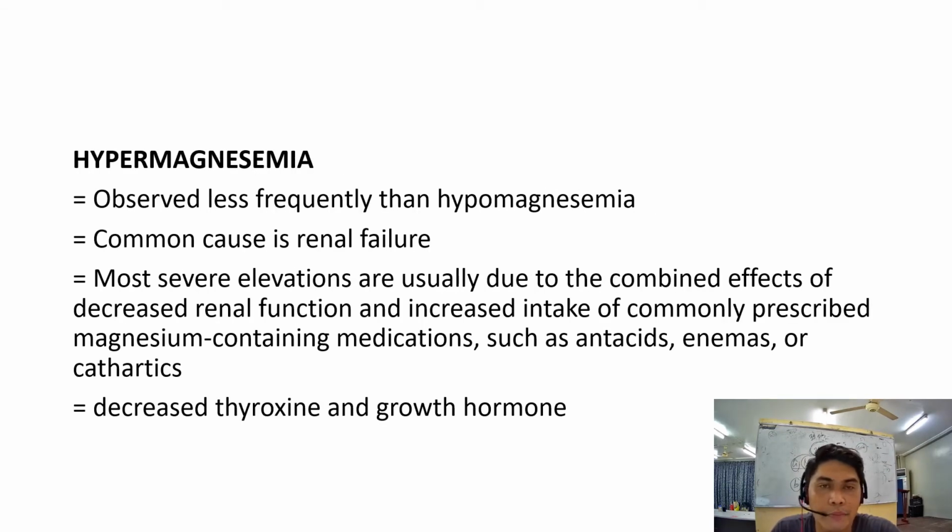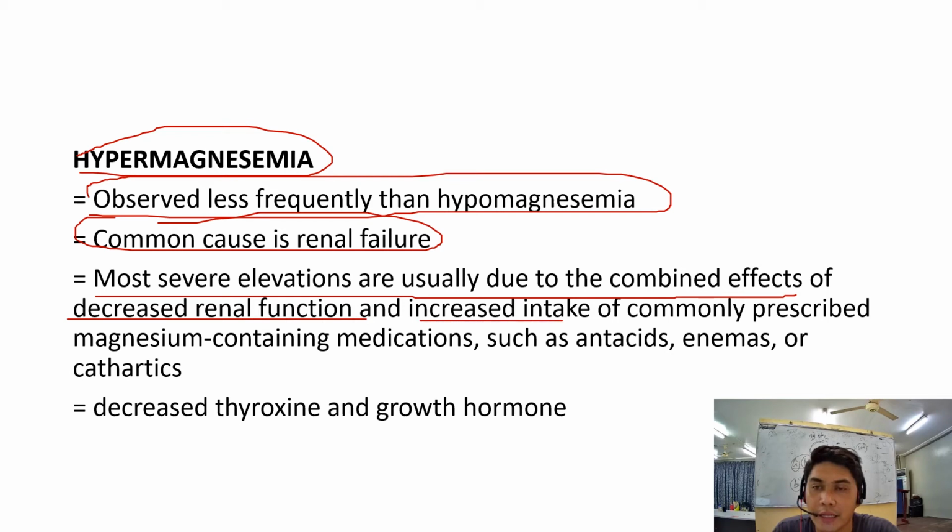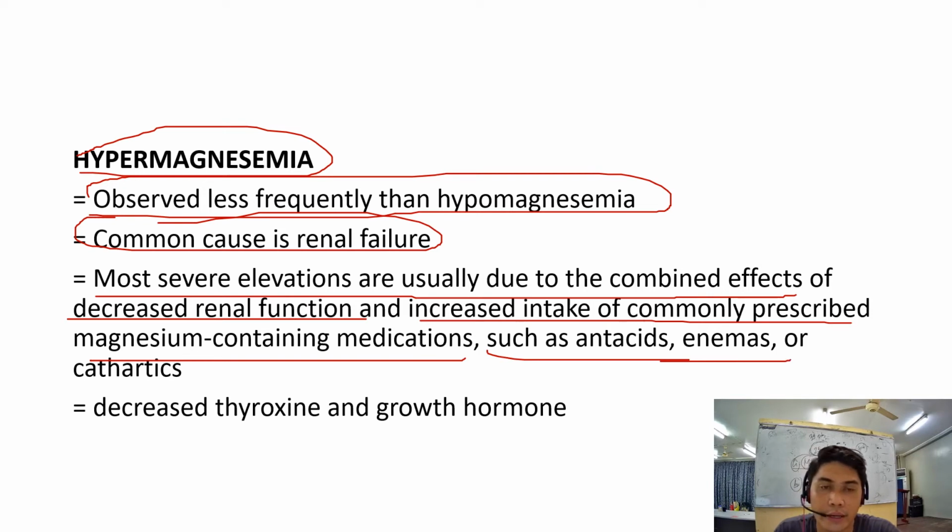Okay, so for hypermagnesemia, this means there's an increase in magnesium concentration. It is observed less frequently than hypomagnesemia, and a common cause is renal failure. Most severe elevations are usually due to the combined effects of decreased renal function and increased intake of commonly prescribed magnesium-containing medications such as antacids, enemas, or cathartics. So usually antacids contain magnesium.